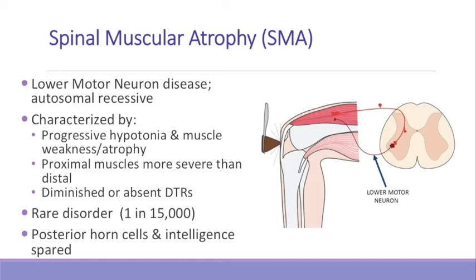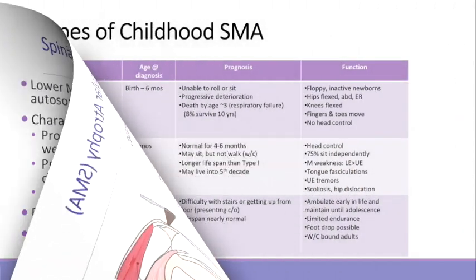Spinal muscular atrophy is a lower motor neuron disease, a progressive degeneration of alpha motor neurons, aka the anterior horn cells. The posterior horn cells are spared. That means sensation is intact. These patients may also see other central nervous system involvement. Here we have the different types.